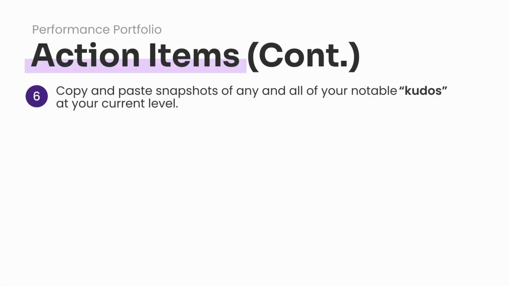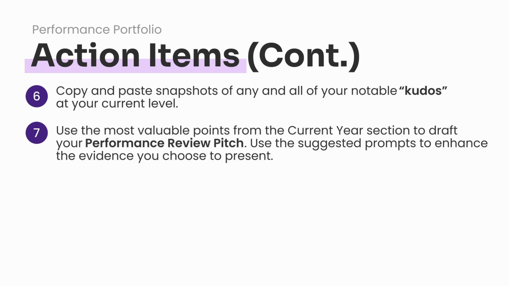Now, this is the most important action item of this whole document. Number 7, use the most valuable points from all of the slides that you just created from the current year section to draft your performance review pitch. Use the suggested prompts in the performance review pitch slide to help enhance the evidence that you choose to present.